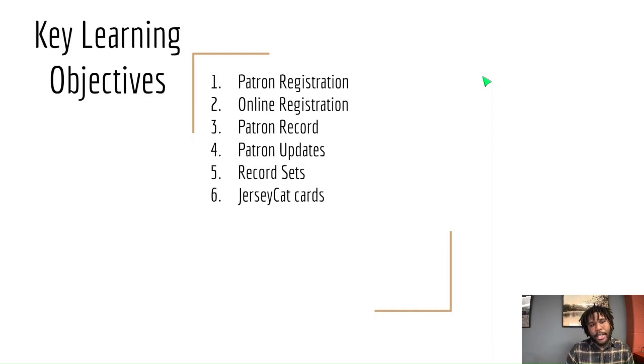For our key learning objectives, we're going to go over patron registration, online registration for patrons, what the patron record is, and any updates that you can make for patron records, record sets for patrons, and then also Jersey Cat cards as well. So let's go ahead and get started.